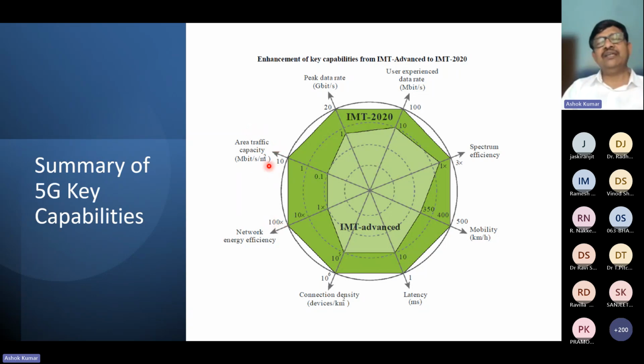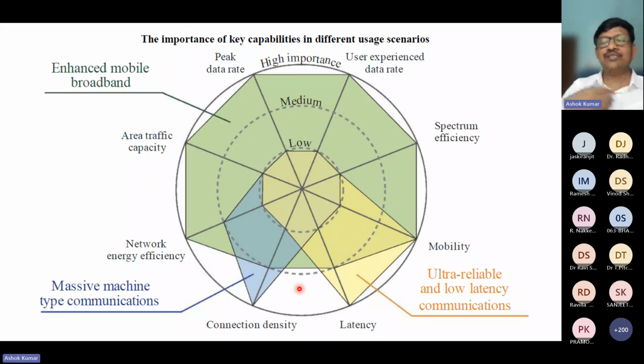Area traffic capacity, this we didn't discuss, from 0.1 to 10 megabit per square meter. In a square meter, how much data can be pumped? So these were the 8 parameters which ITU had defined for 4G and later on for 5G. And if you look at this picture, this says that for which usage scenario, which parameters are important. For example, in uRLLC, latency is a very high requirement, and mobility is also a high requirement because of the autonomous car, and the requirement of other parameters is a bit less, the yellow part which you see.